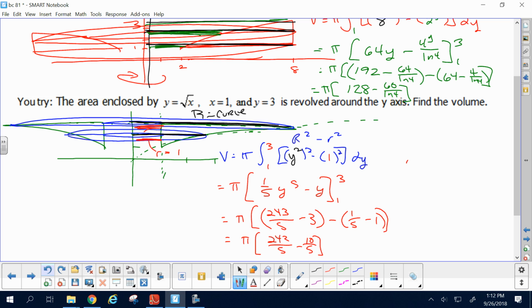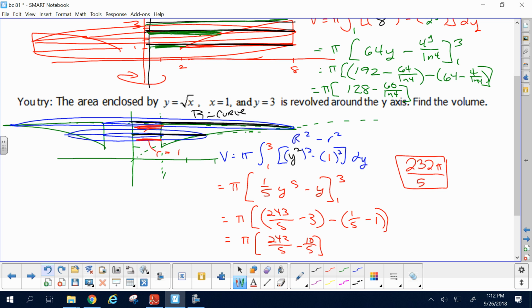Did you get answer 232 pi over 5? Yes? Okay. It should go without saying, but I'll say it anyway. Your answer should never be negative. Ever. Always positive value.